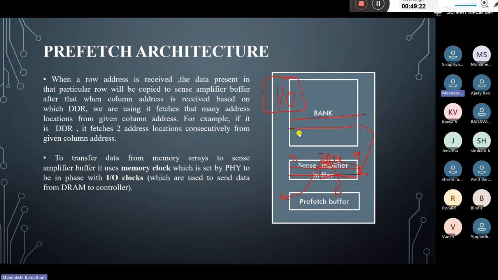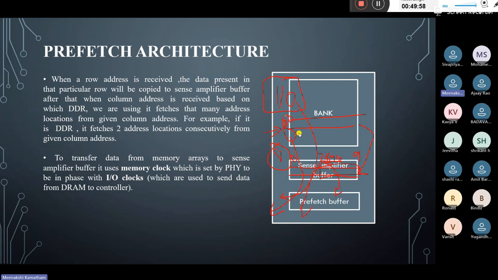After I have taken the seventh data, again I am requesting the 8th data. So again they don't select the rank, chip, DIMM, bank group, bank, row; they don't need those. First they will check the IO buffer to see whether we have that 8th data. Yes, we have it, so they will give that 8th data. After that, I ask for the 9th data.